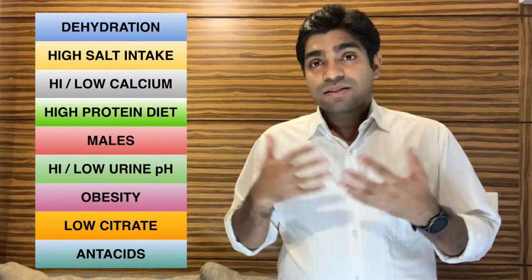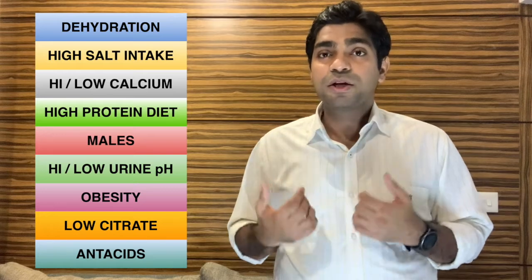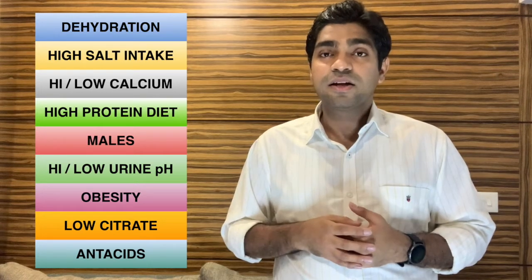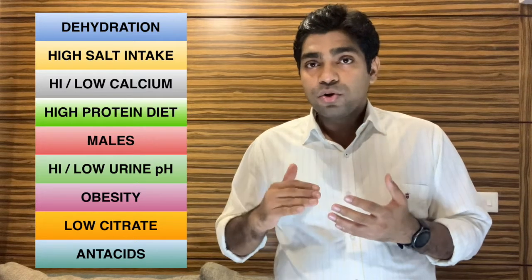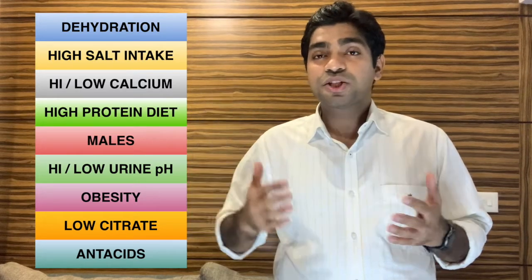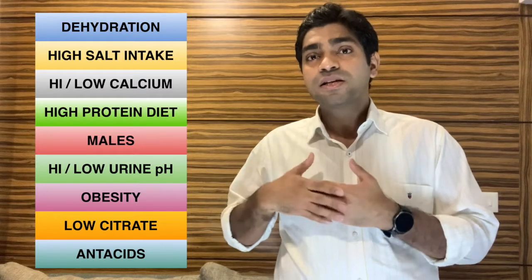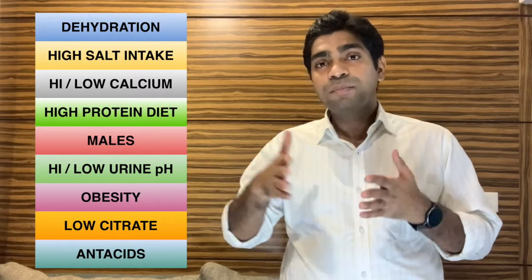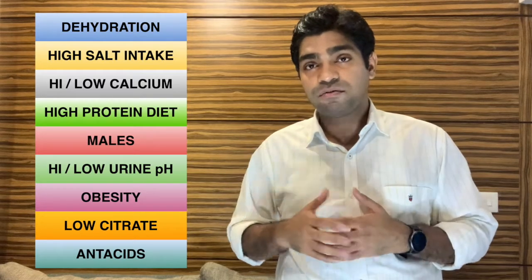Now next is something that you cannot do anything about, which is the male population. The male population is predisposed genetically to kidney or renal stones. A low urine pH or a very high urine pH again predisposes to renal stones because it causes supersaturation. So urine pH should be maintained within the average range of 6.5 to 7.5.